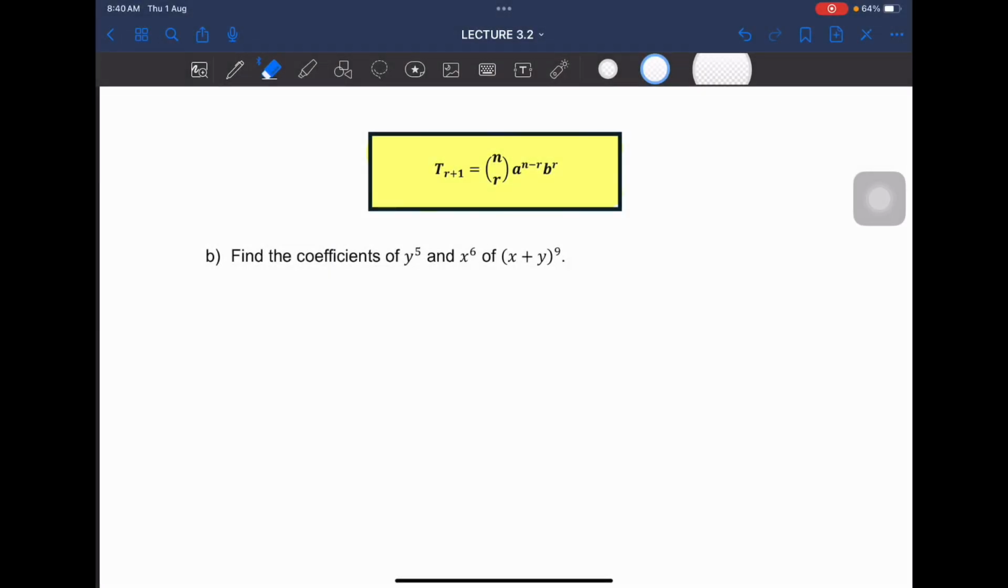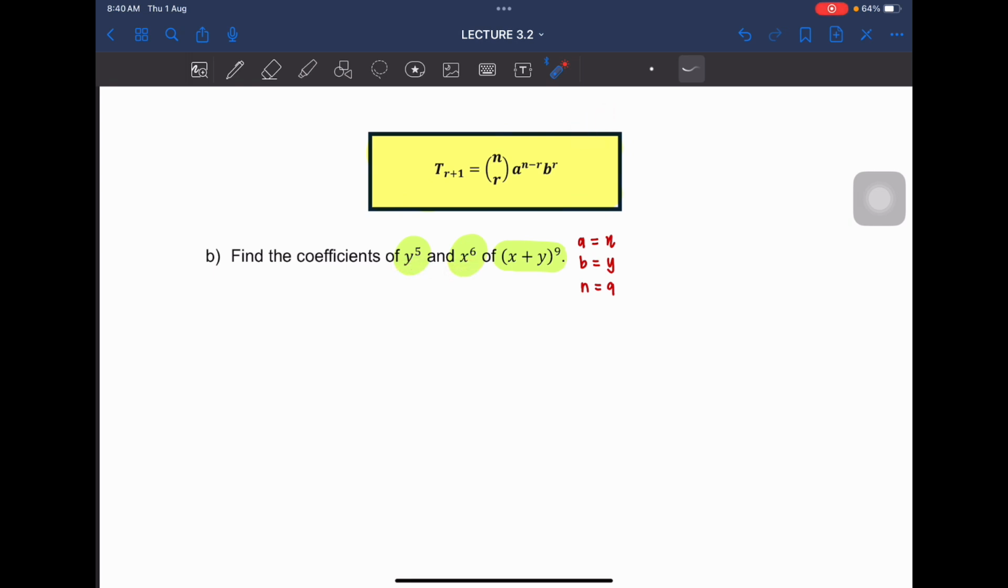Okay, so now let's continue with the second example. This example is quite different from the previous one because they want you to find the coefficient of y to the power of 5 and x to the power of 6 of this one. So first of all, make sure you write your info first. So you have A equal to x, B equal to y, and n equal to 9. This is the info that you got from here. So you want to find which term consists of this one and this one. So we're going to use this formula.